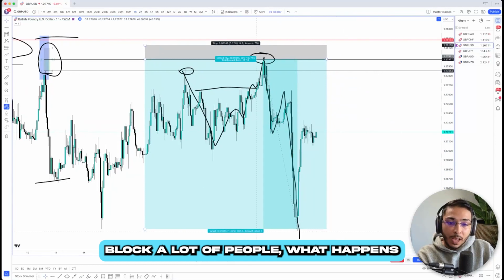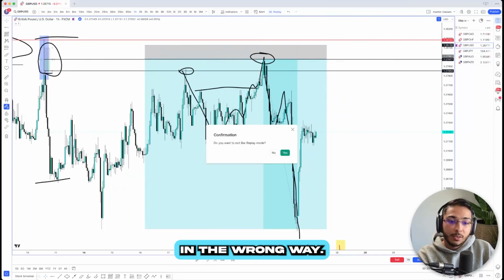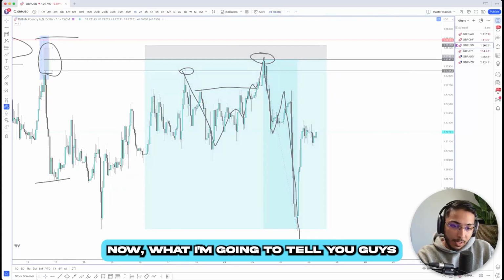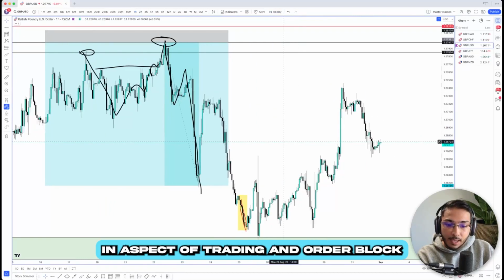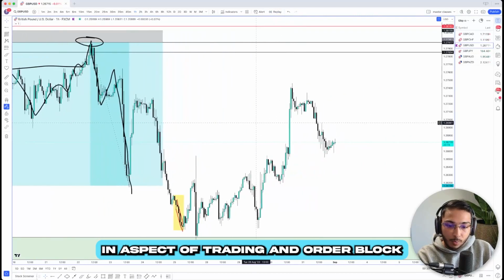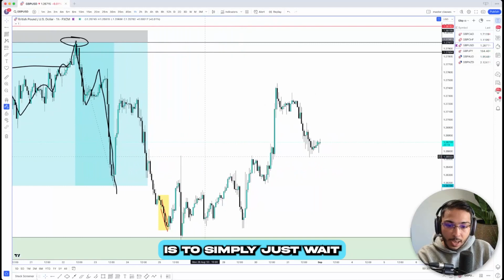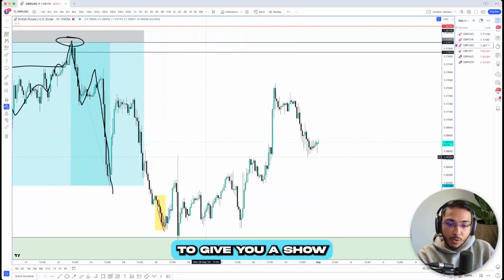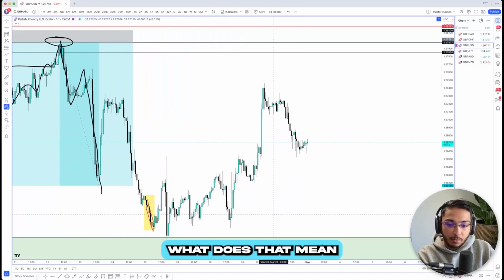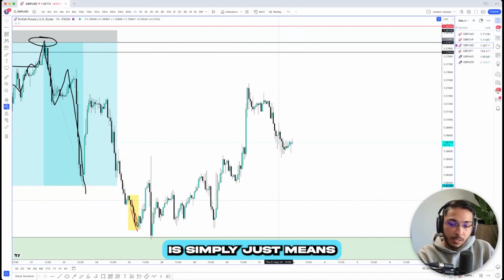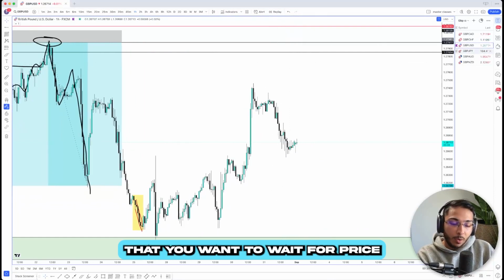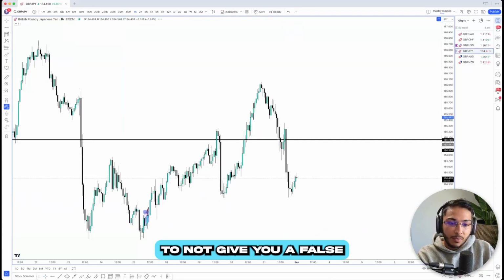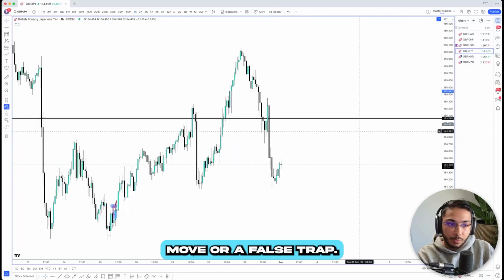A lot of people also trade order blocks in the wrong way. Now, what I'm going to tell you guys is the key aspect of trading an order block is to simply wait for price to show you its true hand. What does that mean? It simply means that you want to wait for price to not give you a false move or a false trap, right?